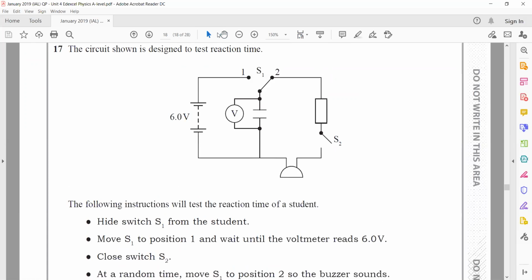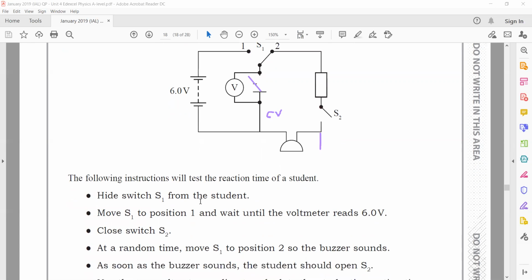Because if I move this to position 1, the capacitor is charging when it is connected to position 1. And it will charge until the voltmeter reading, the capacitor voltage, is the same as the supply voltage, which is 6. Then what we'll do is close the switch S2. So we will close the switch S2.